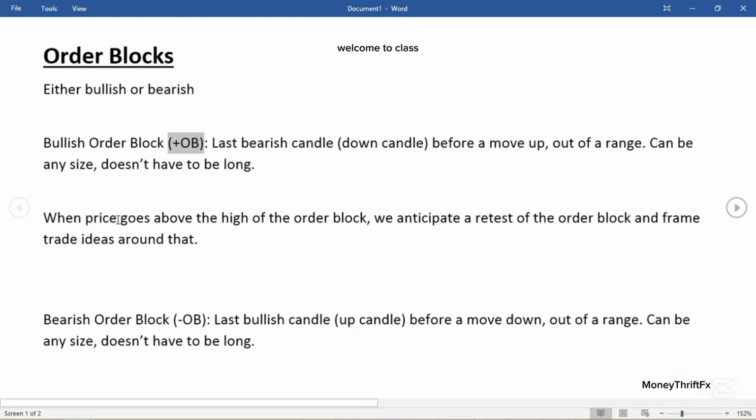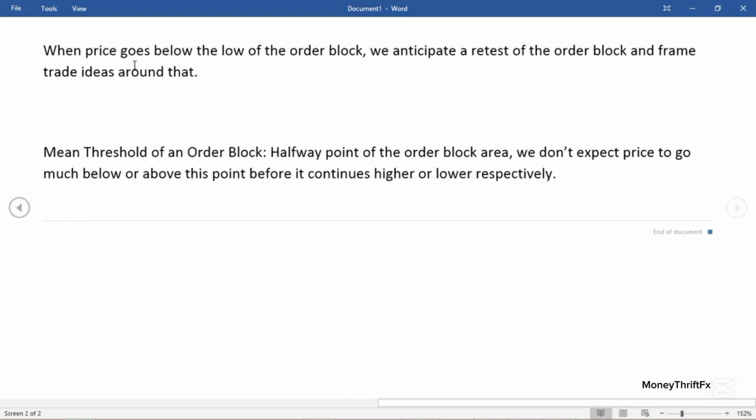So when price goes above the high of the order block, we expect the sellers of the order block and bring trade ideas around that, right? A bearish order block is just the opposite: the last bullish candle before price moves down out of the range. It can be any size. It doesn't have to be long. And when price goes below the low of the order block, we anticipate it and bring trade ideas around that.